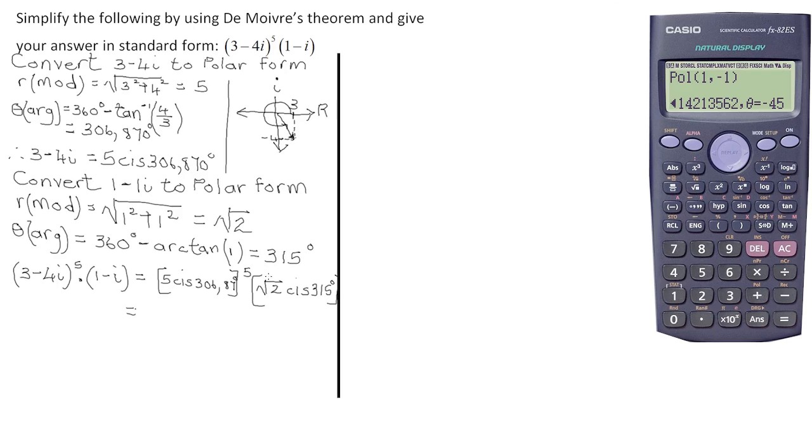I first need to simplify this. What's going to happen here? When you raise to the power, it means that your modulus will be raised to that power, but your argument will be multiplied with that power. And then times that square root 2 cos 315.